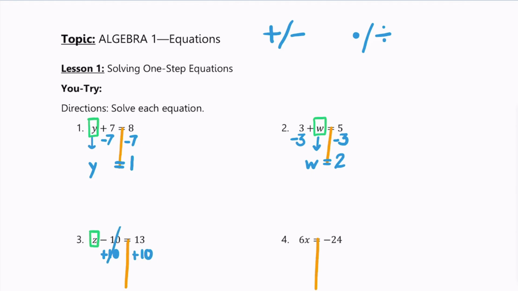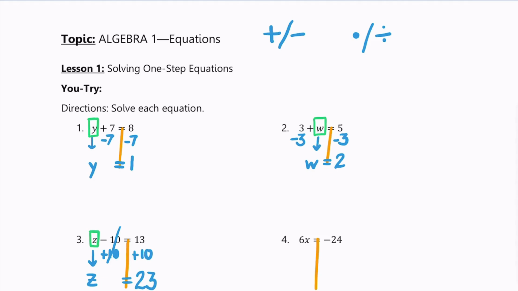That's going to give me that going to 0. Whoopsie. I'm going to draw my arrow down. So I have z. 13 plus 10 gives me 23. If I go to check my work, 23 minus 10 is in fact 13.